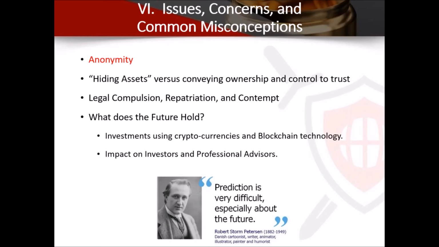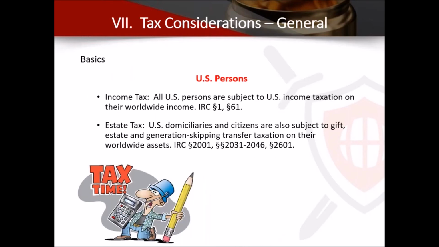I thought that was Yogi Berra, but Goldman says it's this kid, Robert Storm. I think the prediction is difficult, especially about the future. And now we're going to get into tax, and Brian is going to kick that off for you.